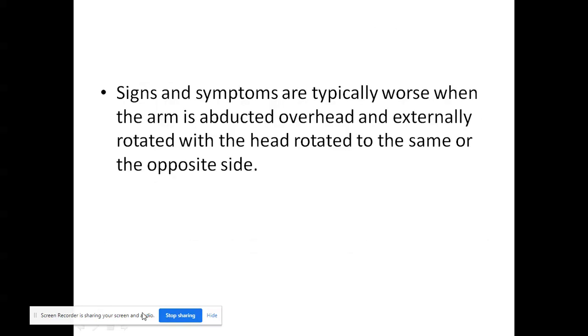Coming to the next point in clinical presentation. Signs and symptoms are typically worse when the arm is abducted, overhead, and externally rotated, with the head rotated to the same or the opposite side.